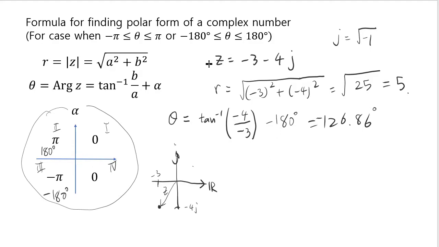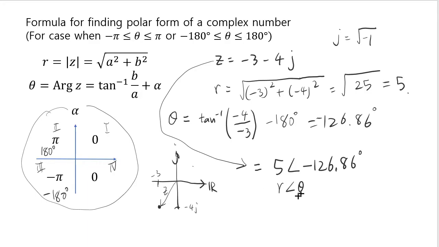And therefore this, now in terms of the polar form, would be 5 angle negative 126.86 degrees. Now there's another polar form. See, this r angle theta is really just a shorthand for what mathematicians like to write in the long form. It's this.